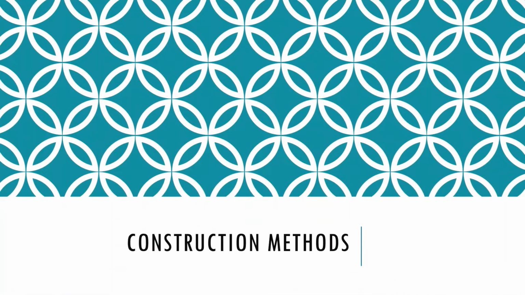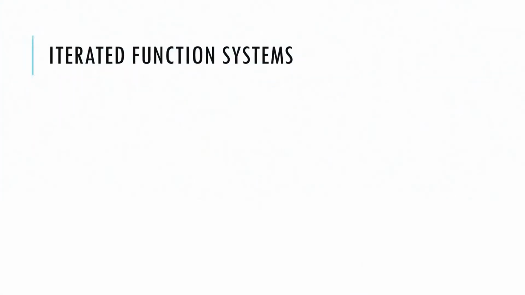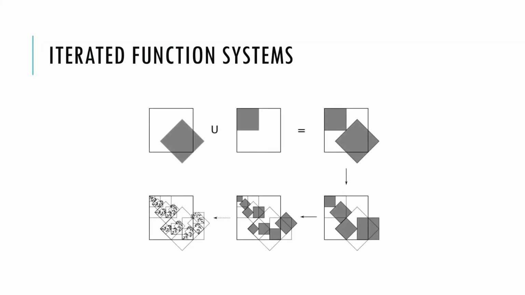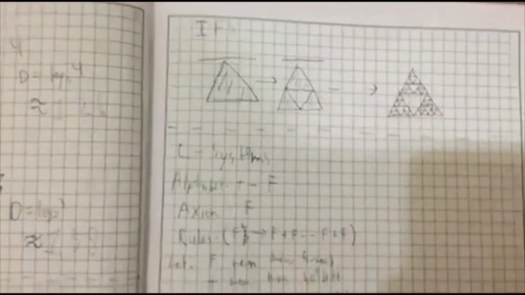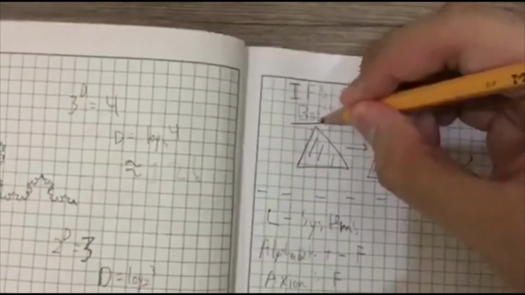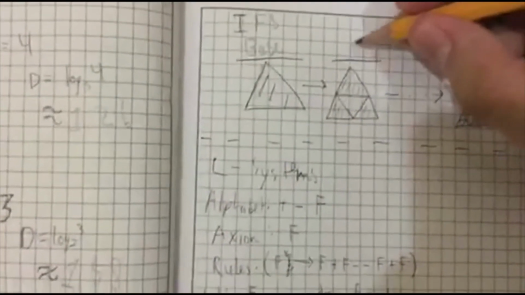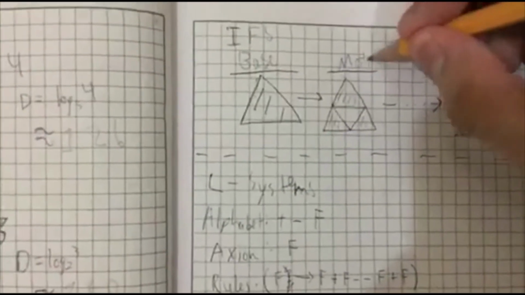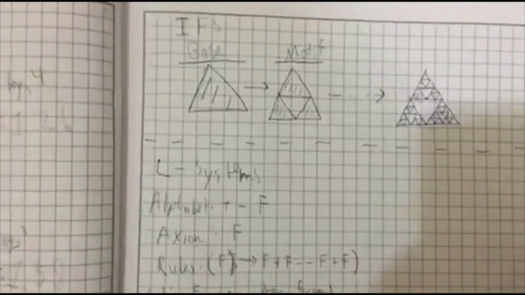Now, let's show a few ways to construct fractals so as to give a better idea of how they work. First are iterated function systems. The basic idea of this is to take a whole and replace it with a few smaller copies of itself, which I will demonstrate now. Iterated function systems are made out of a base, which is repeatedly replaced with a motif made of possibly a few copies of the base, repeated infinitely to produce a fractal.